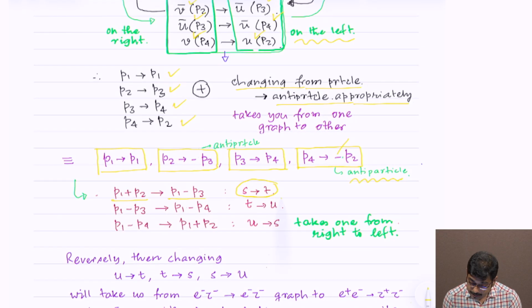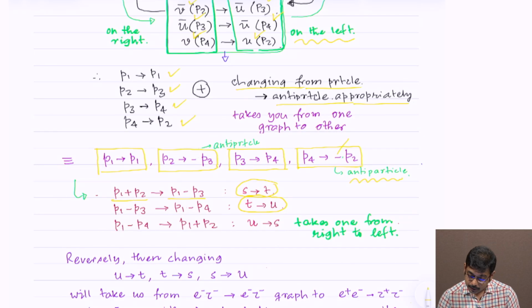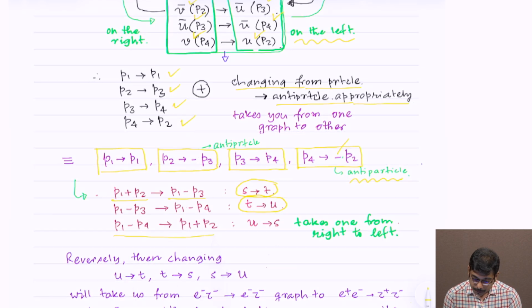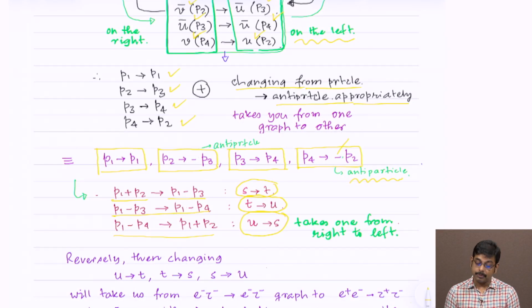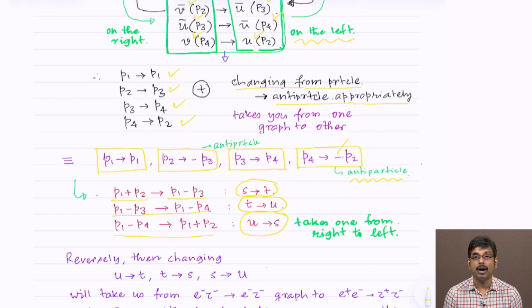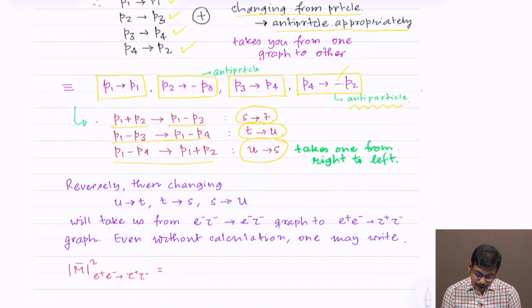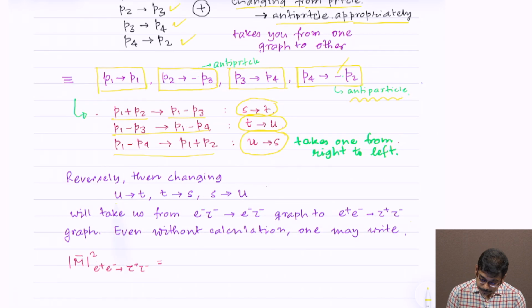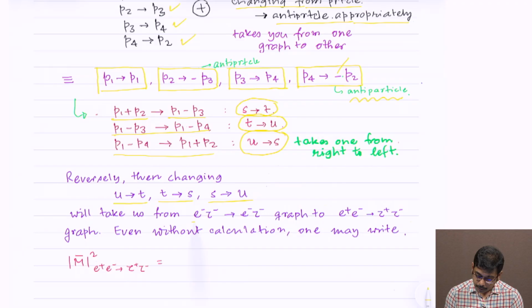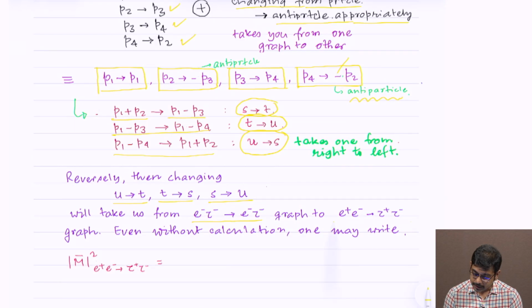Now that basically means that T is becoming U, and P1 minus P4, because P4 is going to minus P2, is becoming P1 plus P2, which means that your U, which was P1 minus P4 whole square, is becoming P1 plus P2 whole square, that is, it is becoming S. So changing U to T, T to S, or S to U will take you from the E minus tau minus to E minus tau minus graph to E plus E minus to tau plus tau minus.